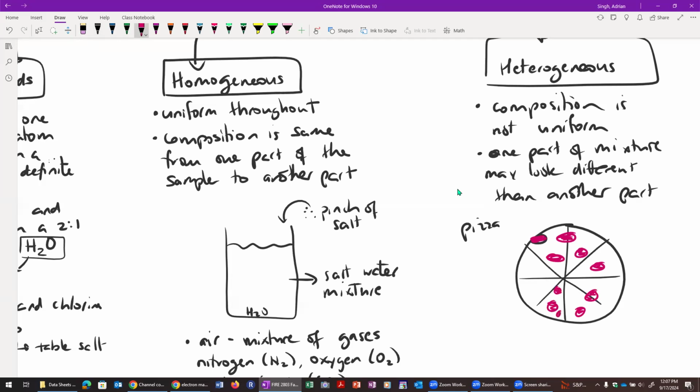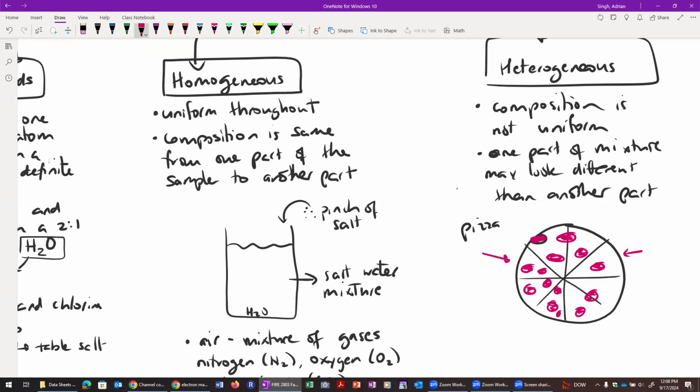Right, so my point here is that whether you take the slice on the left, so like this one, versus this slice over there, the composition, right, is not the same. In one slice, you have two pepperonis, and one you have one pepperoni. And these things are not chemically combined, right? They share the same physical space. You have the cheese, pepperoni, the dough, etc. So it's a mixture, first of all, but it's not uniform. So it's a heterogeneous mixture, right?